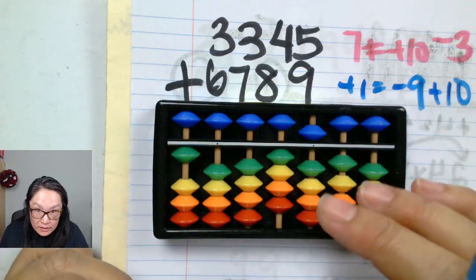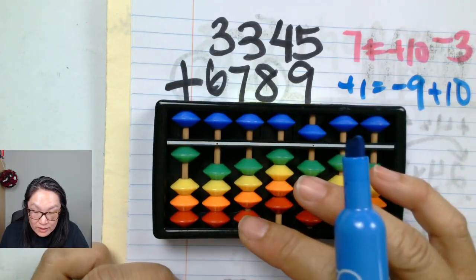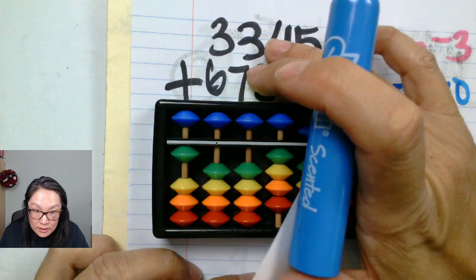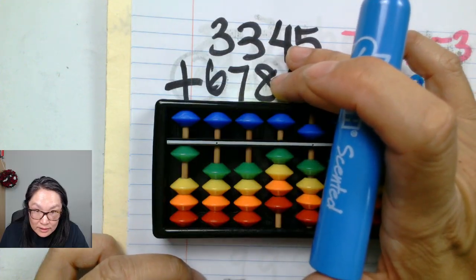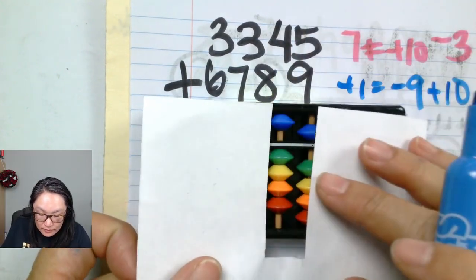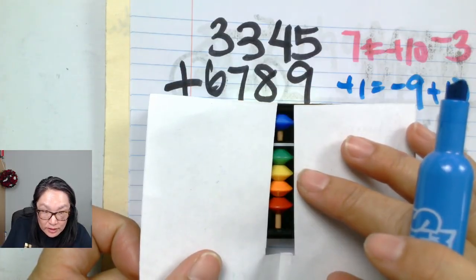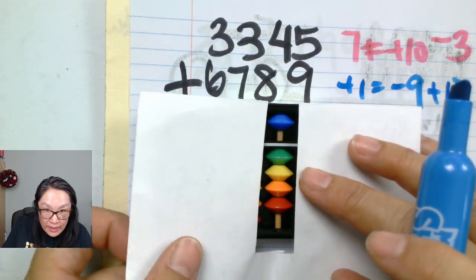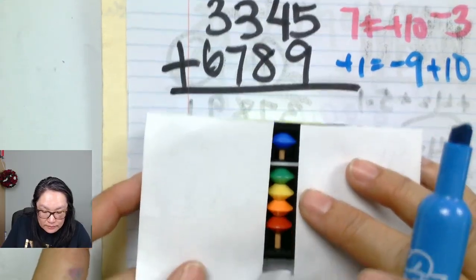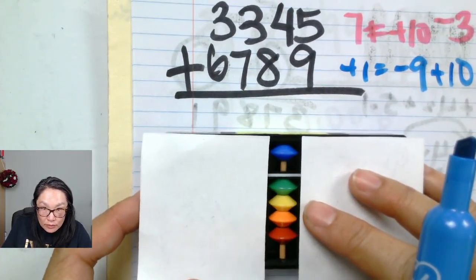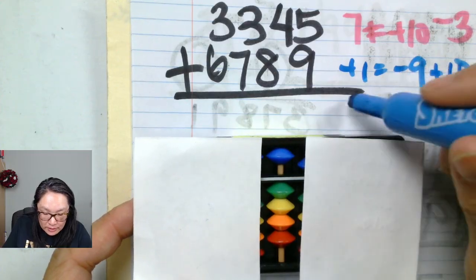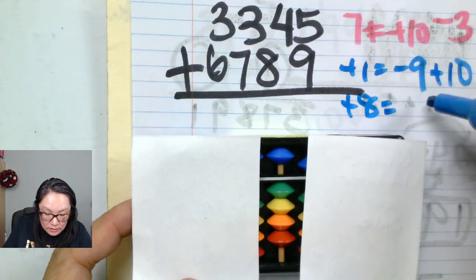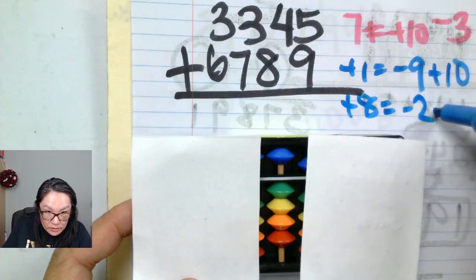Right? The green. Yes. So we're done with the 7. Does that make sense? And now we're going to add the 8. Can I add the 8? No, I can't add 8. How do I add 8? Plus 8 is equal to what? Minus the 2 plus the 10.